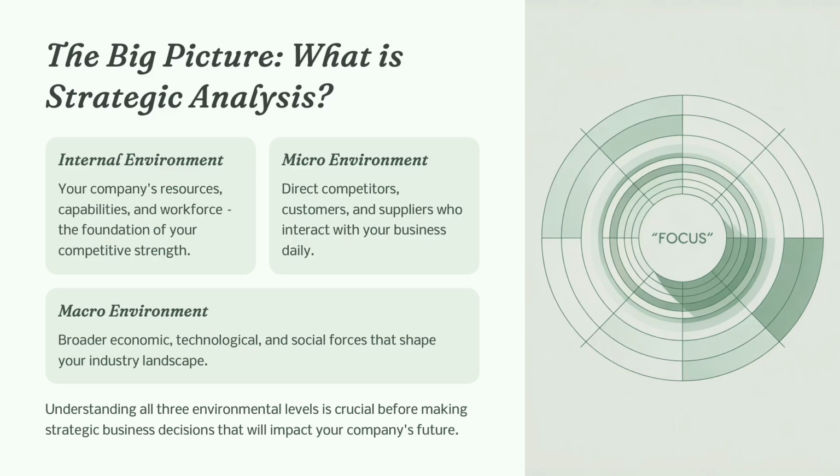Picture your business sitting in the center of three circles. The innermost circle is your internal environment. That's your company itself, your employees, your money, your skills, and your resources. The middle circle is your micro environment. This includes your direct competitors, customers, and suppliers. The outer circle is your macro environment, the big picture stuff like the economy, technology trends, and government policies.